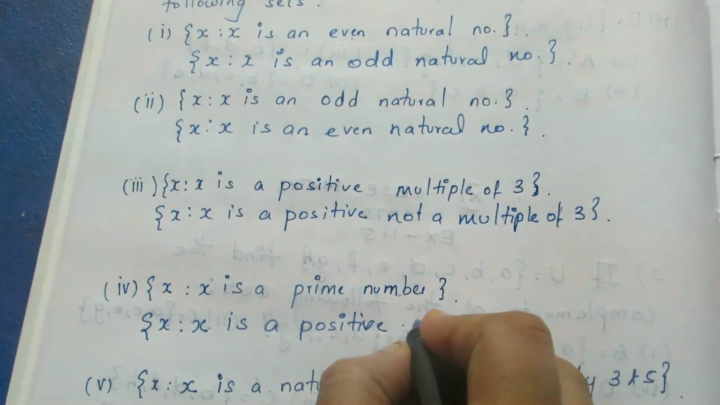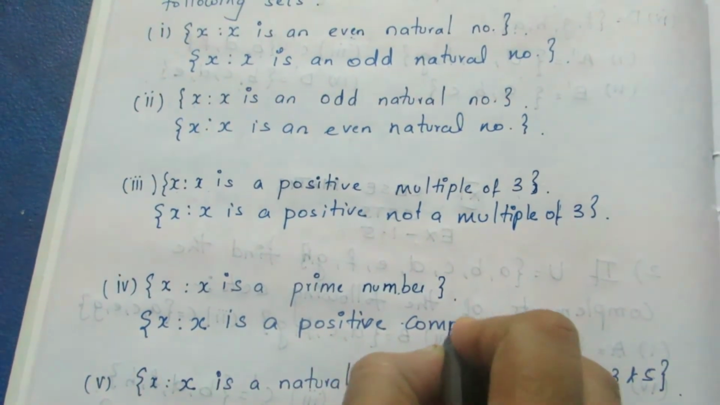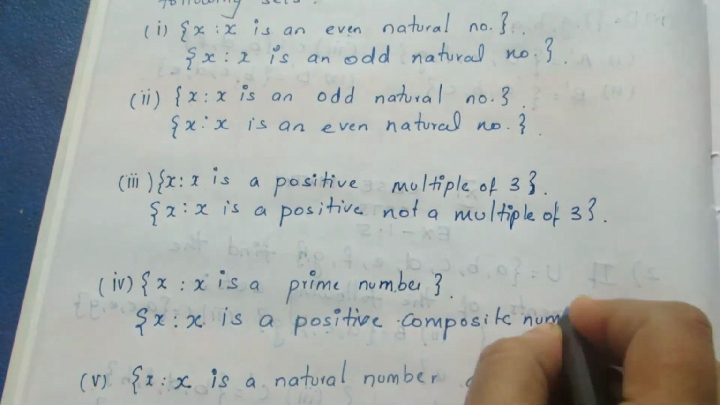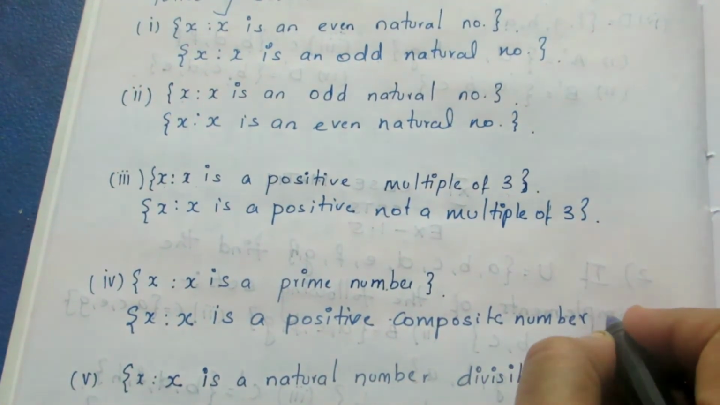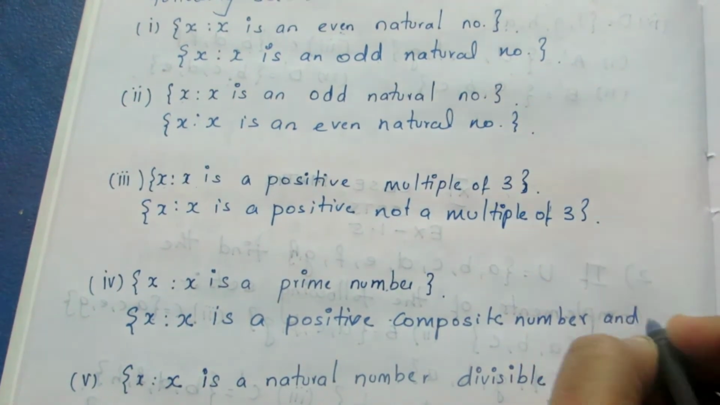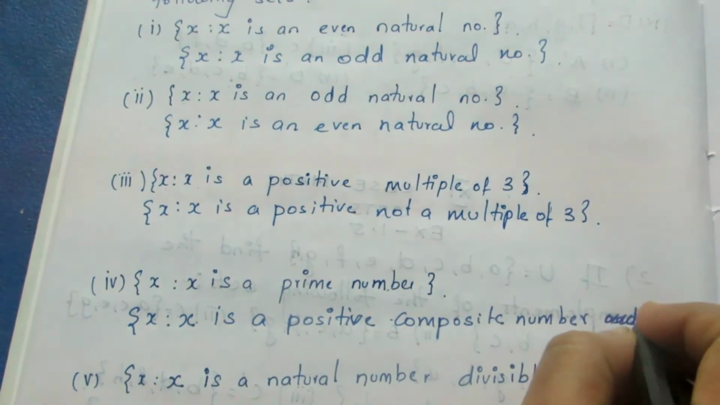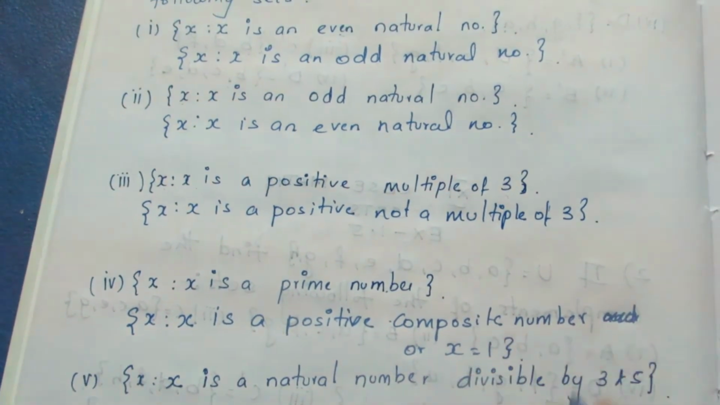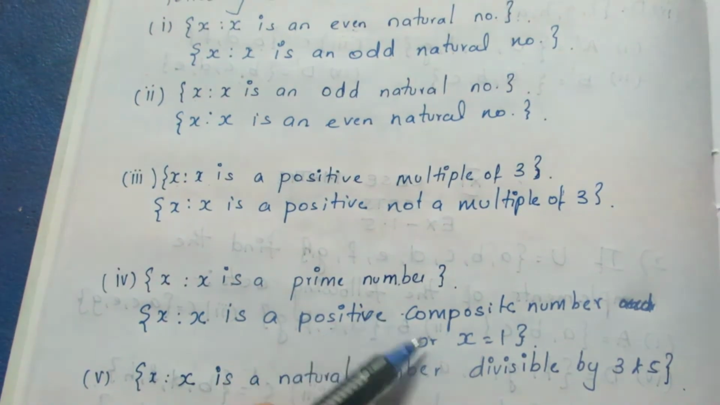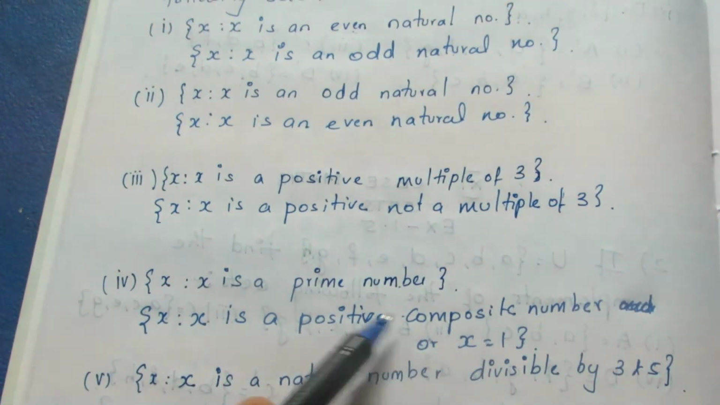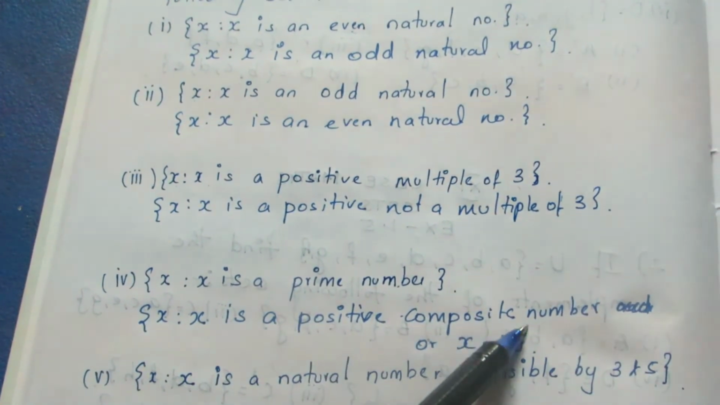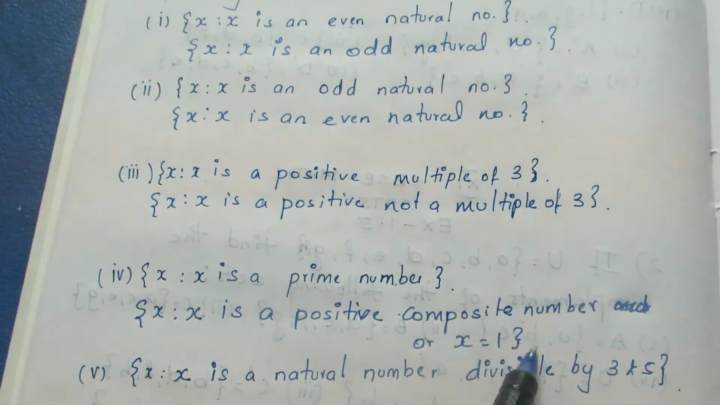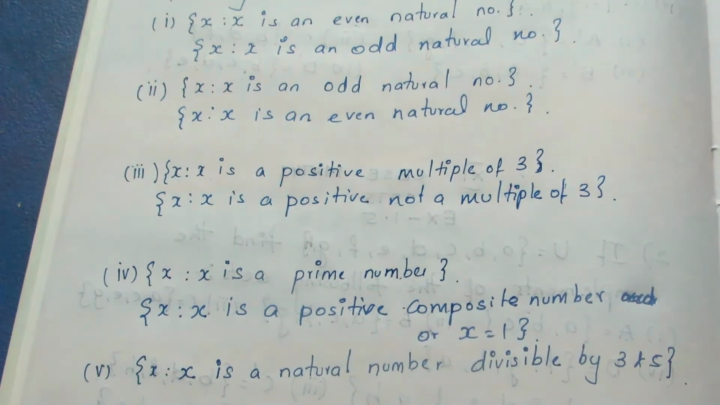So positive composite number. To include 1, we need to write or x is equal to 1. So a combination of these two elements, we need to write x such that x is a positive composite number, or x is equal to 1, which means we are including 1 with the composite numbers.